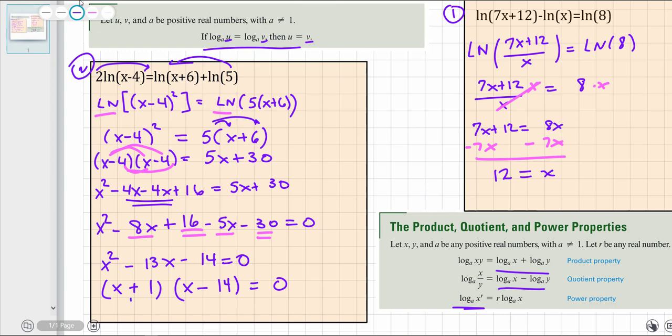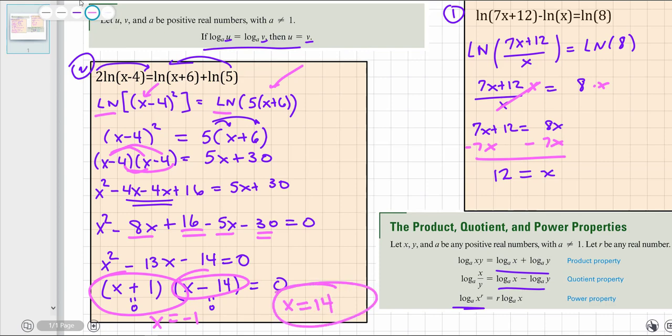So if you set both of these factors equal to 0, it always looks like a person going, woo! You're going to get from this piece, x equals -1. However, that's a problem with logarithms. You can't take the log of a negative, so you can't use that. Okay, so all you can use is the x minus 14, which would be x equals 14, because remember I set it equal to 0, and that would be your final answer.